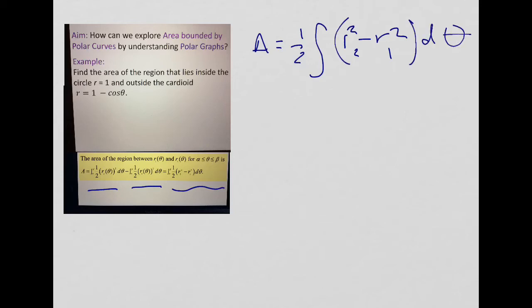And these are theta values. I'm going to list it as theta sub 1 and theta sub 2. Okay? So let's take a look at what we're working at here. The area of the region that lies inside the circle r equals 1 and outside the cardioid of r equals 1 minus the cosine of theta.